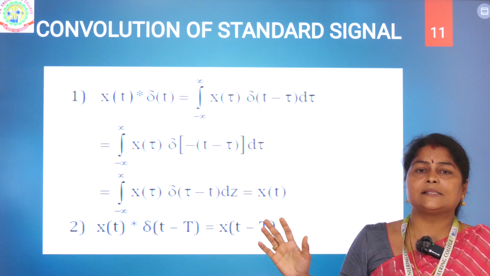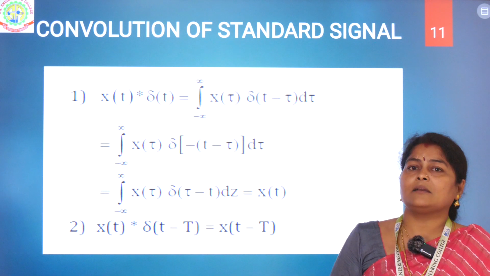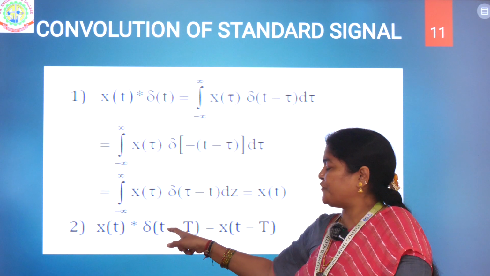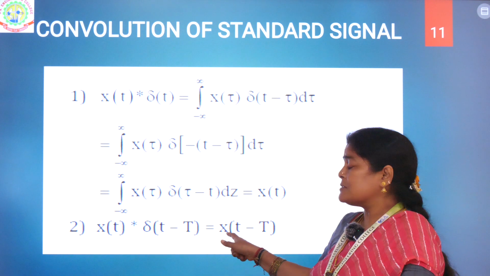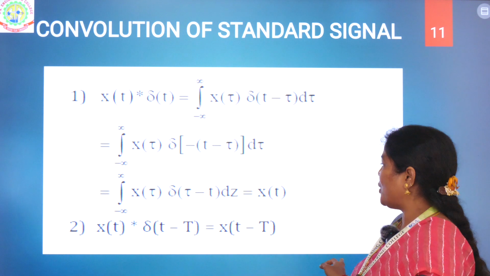So convolving any signal with del of t results in the same signal. This is again one of the very important things, kindly make a note of it. And convolving the signal with a shifted impulse results in the same signal, but shifted. This is again another important result.